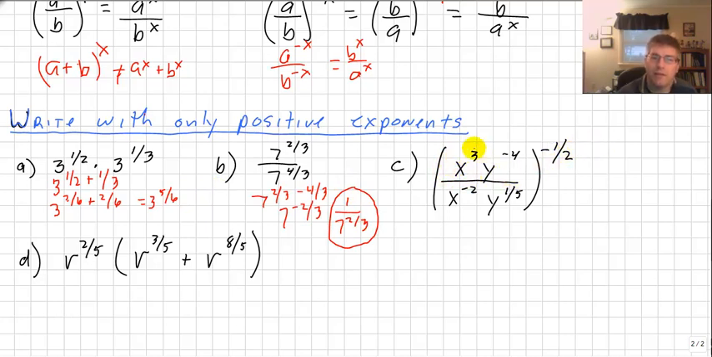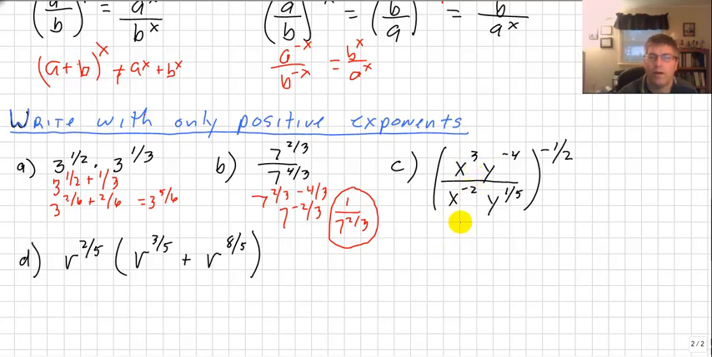For C, there's a couple different ways to do this. We have x to the 3rd over x to the negative 2nd. We could simplify this and then apply the exponent of one half, since this is all multiplication. Or we could do a power raised to a power, multiply these, and then simplify. So there's a couple different ways.